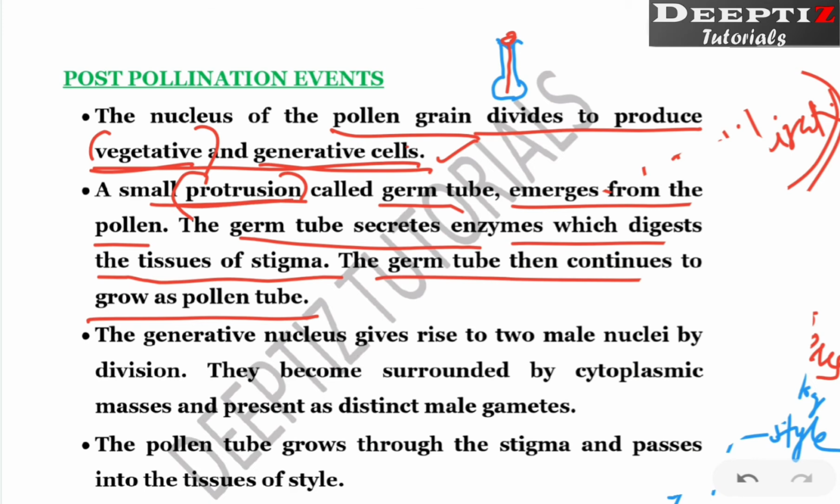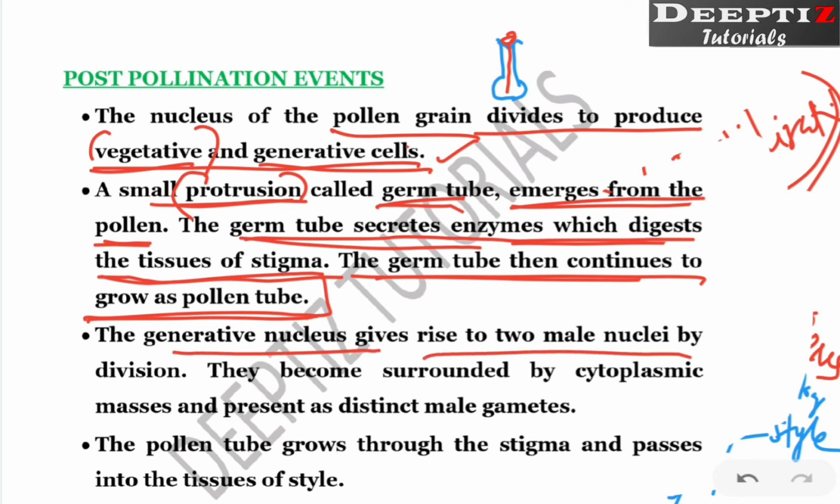The protrusion called germ tube emerges from the pollen. The germ tube secretes enzymes which digest the tissue of the stigma, and the germ tube then continues to grow as the pollen tube. Now the generative nucleus gives rise to two male nuclei by division. They become surrounded by cytoplasmic masses present in the distinct male gametes.